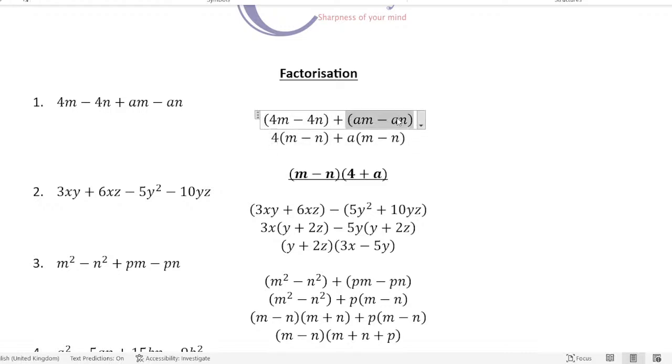Then on the second term our common factor is a, right? Then on this step we can notice that we have another common factor here: m minus n. m minus n is a common factor, so we took out the common factor m minus n. On the first term we're left with 4, and on the second term we're left with a. So we have fully factorized this one.